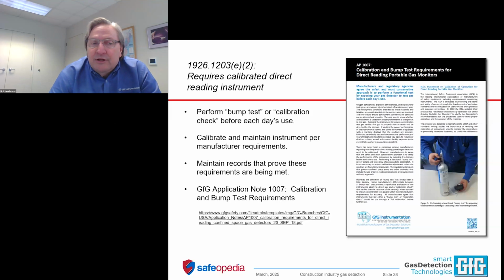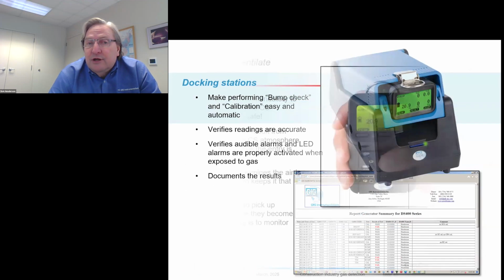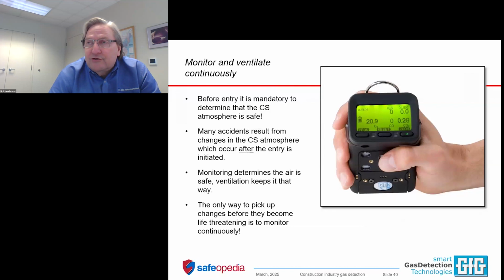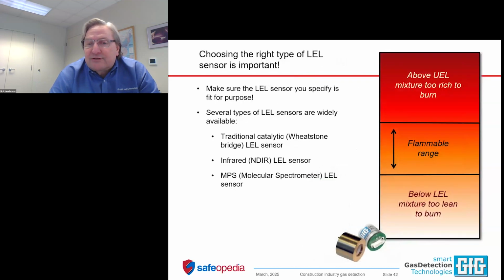We've already talked about the importance of testing instruments before each day's use. Docking stations make that a whole lot easier. You want to maintain good records as to the maintenance and proper use of your instruments. These are all records that you should keep for 7 years at a minimum. More than that is my general advice. Don't ever get rid of them. Minimally, as I mentioned before, we're measuring oxygen, combustible gas, carbon monoxide, and H2S.